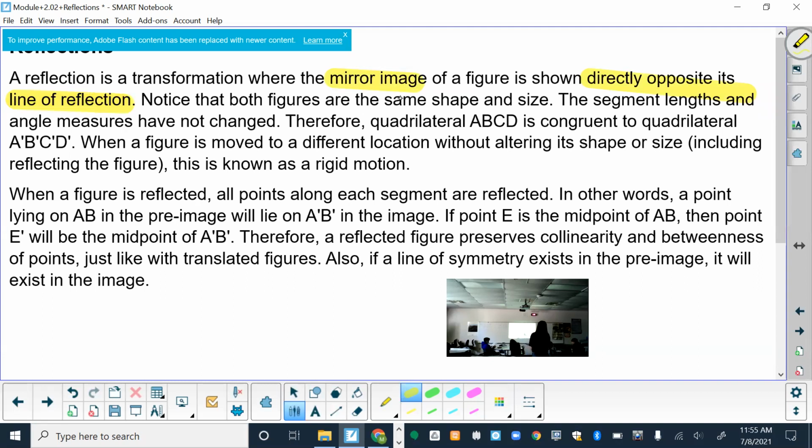So both figures should be the same shape and size. Lengths have not changed, angle measures have not changed. And when a figure is moved to a different location, like I said, without changing its size or shape, that is rigid motion.